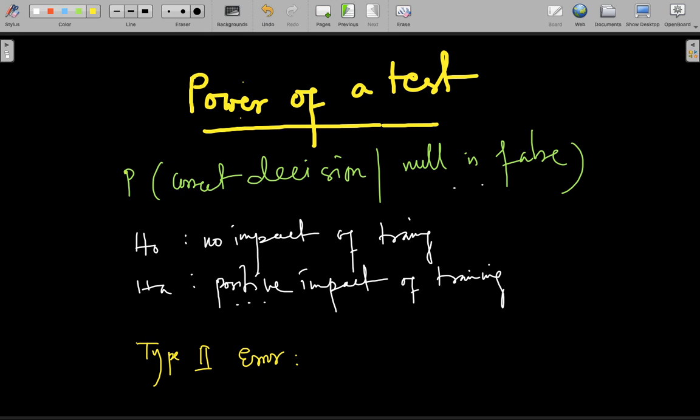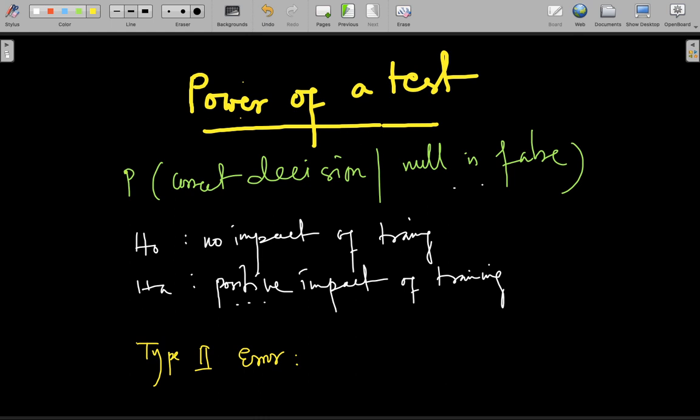type 2 error is where we basically deal with the false negatives, right? So essentially, we wrongly identify something as negative when in reality that is positive. So for example, we wrongly identified that there is no impact of training. So we have wrongly identified it as negative, whereas there is a true impact, right? So we have found that there is no status quo change, whereas there is a status quo change, right?